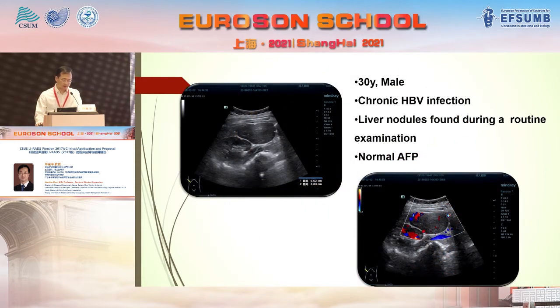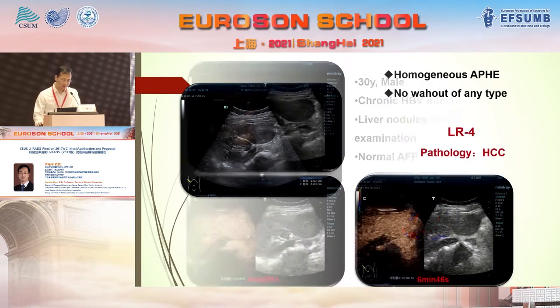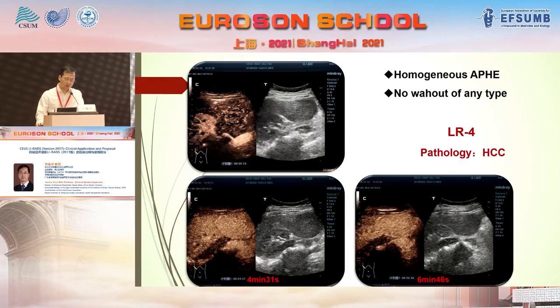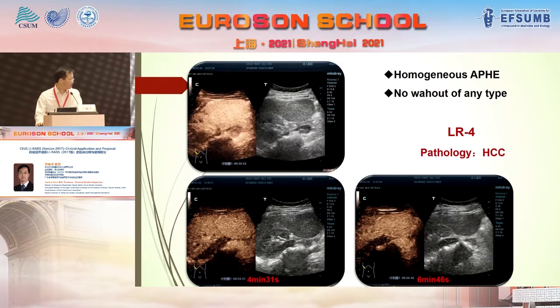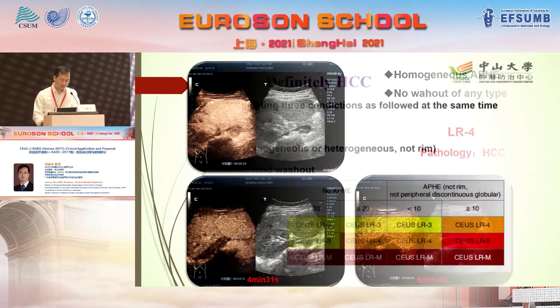Here is another example, a male patient, 13 years old, with chronic HBV infection. A hypoechoic nodule was found in segment 6. The lesion also showed homogeneous hyperenhancement in the arterial phase, and no washout of any type could be detected until 6 minutes and 6 seconds. The lesion could be classified as LR-4. It was confirmed to be an HCC lesion.